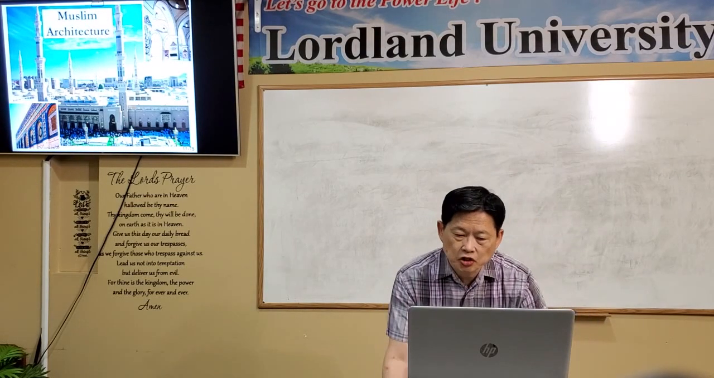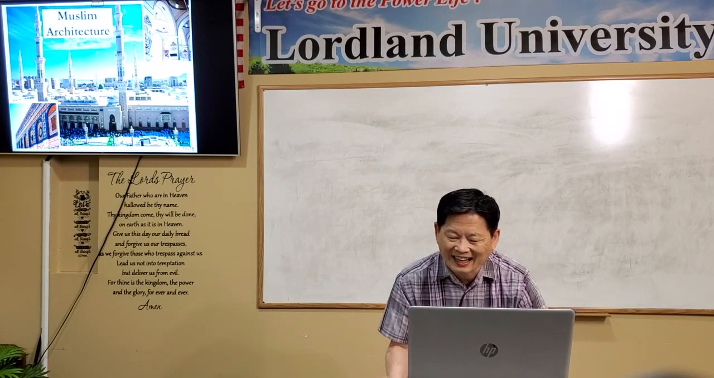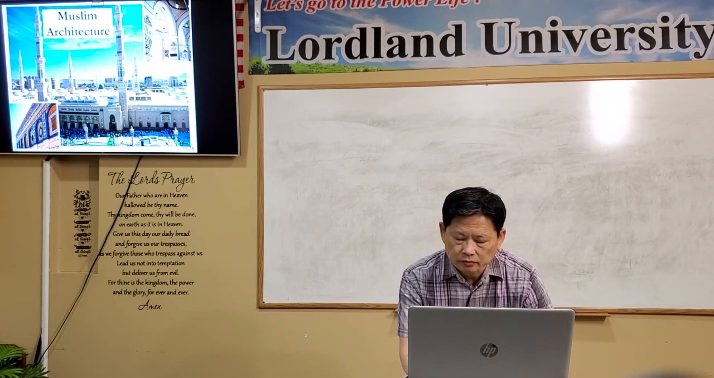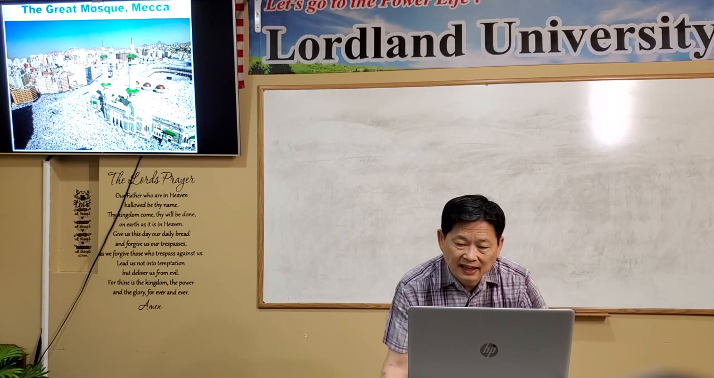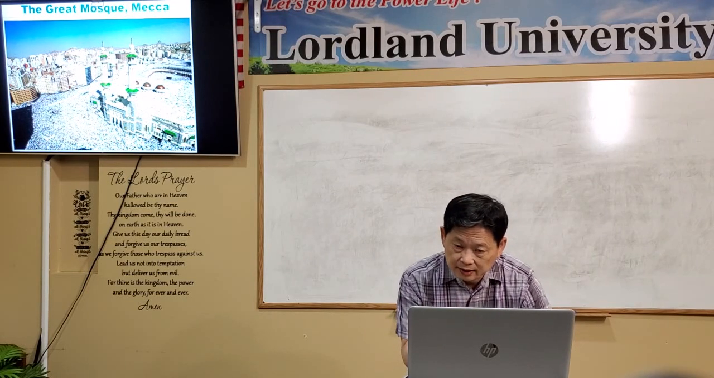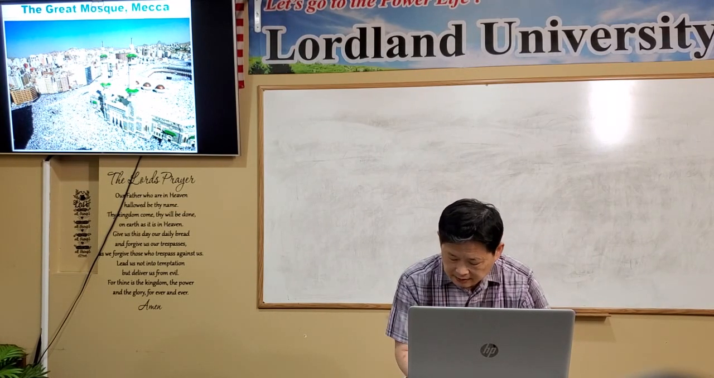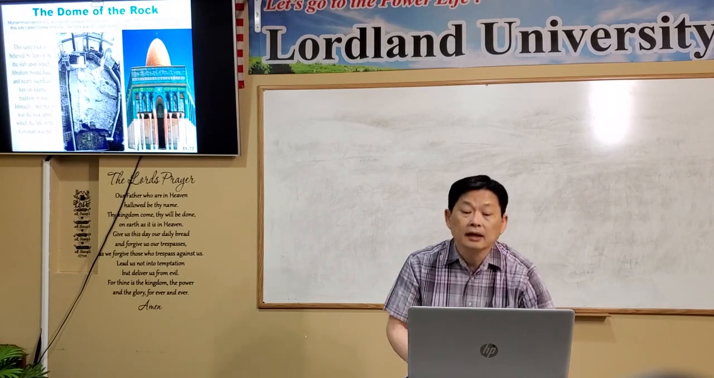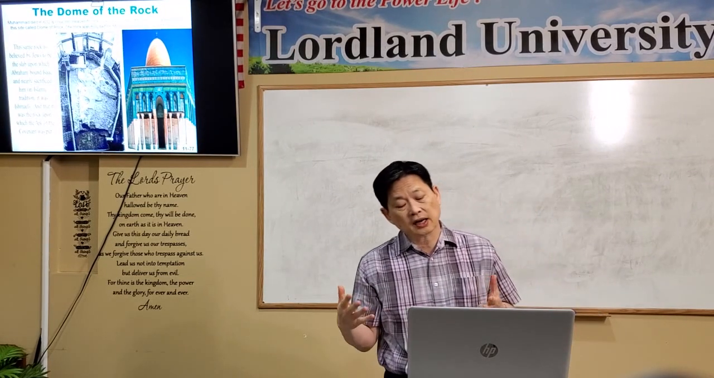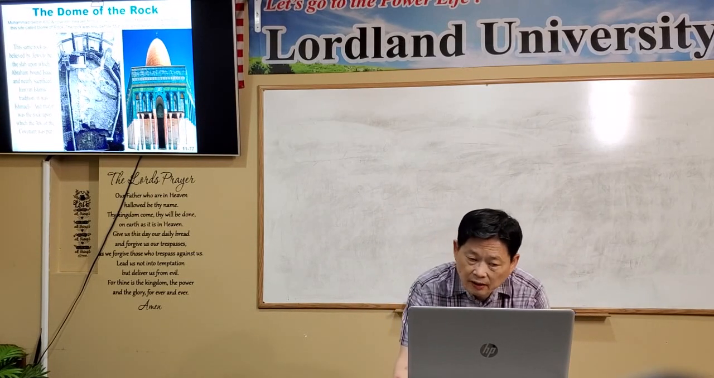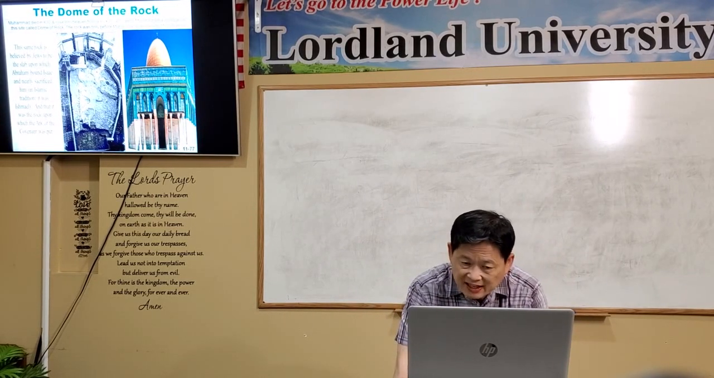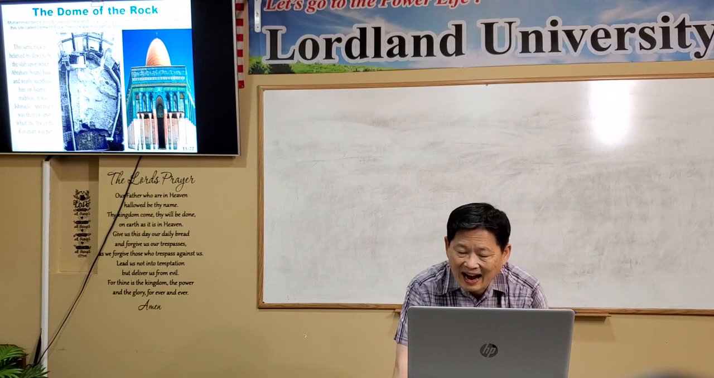This slide shows Muslim architecture. This slide shows the Great Mosque located in Mecca. Next, the Dome of the Rock. This slide shows the Dome of the Rock. The left picture represents the original rock.